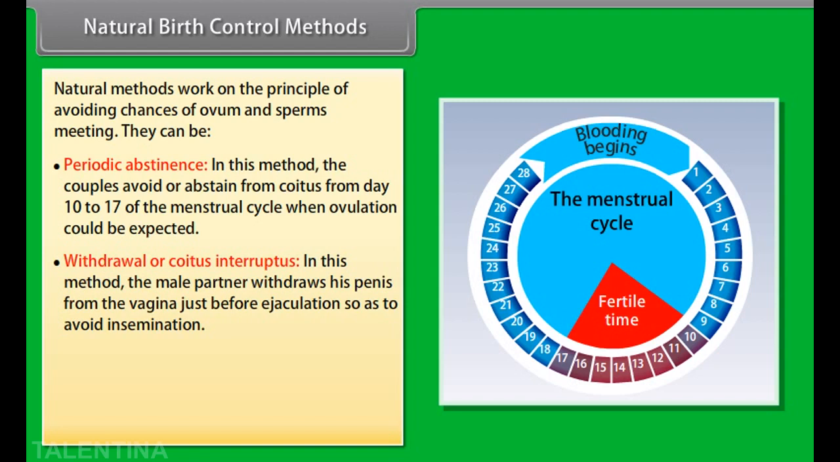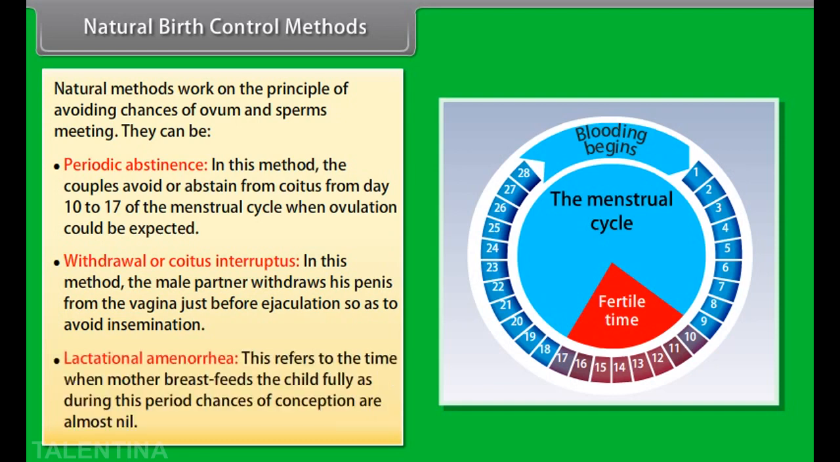Withdrawal or coitus interruptus. In this method, the male partner withdraws his penis from the vagina just before ejaculation so as to avoid insemination. Lactational amenorrhea. This refers to the time when the mother breastfeeds the child fully, as during this period chances of conception are almost nil. Artificial birth control methods.